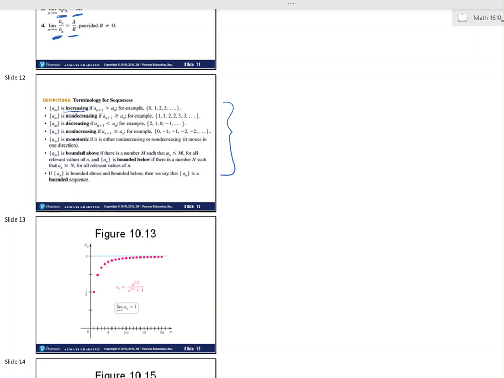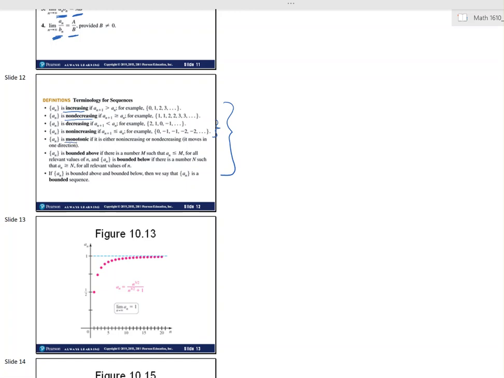Now a_n is non-decreasing if a_{n+1} is greater than or equal to a_n. That means it may not strictly increase, but it definitely does not decrease. So an example is 1, 1, 2, 2, 3, 3. So it is not going down, but it doesn't increase strictly. Similarly, we have decreasing and non-increasing.